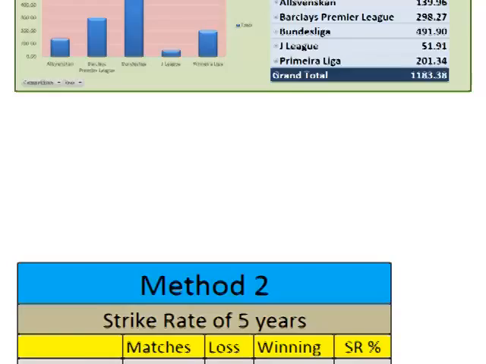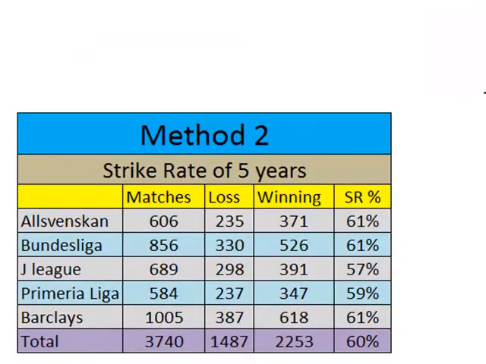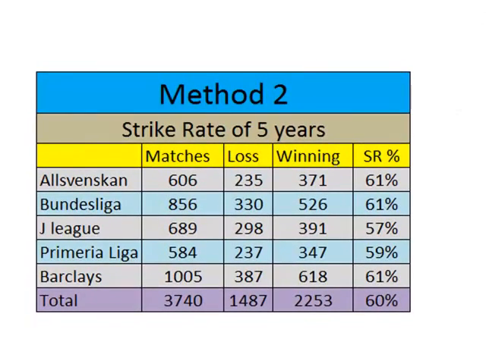If we scroll down a bit, we can see the strike rates here. And the strike rates here are even better than in method 1. We can see here 60% overall on using method 2 in the Soccer45.